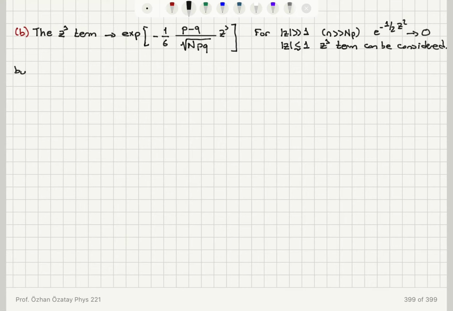But at the same time, if I have the square root of capital NPQ much greater than 1, and I define x as minus 1 over 6 (p minus q) over the square root of NPQ times z cubed, then when the square root of NPQ is much greater than 1, since it's in the denominator, this is going to be very small. So if it is very small in this limit for the z cube term, I can use the following Taylor expansion.